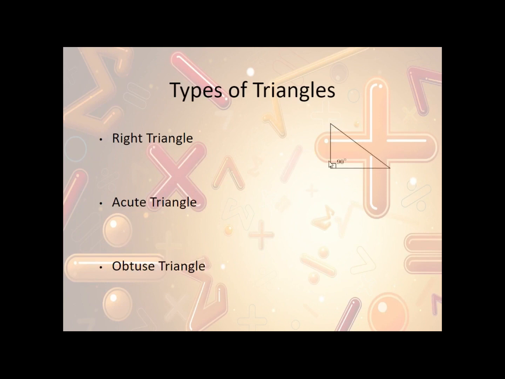Right triangle has a 90-degree angle right here. Acute triangle, all the angles are smaller than 90. So in this case, they're all 60, but they don't have to all be the same. They just need to all be smaller than 90. And then obtuse has this big angle here that's bigger than 90, right? Because if I were to draw a right angle, it would go up like this, and it's definitely bigger than that. So that's an obtuse triangle.